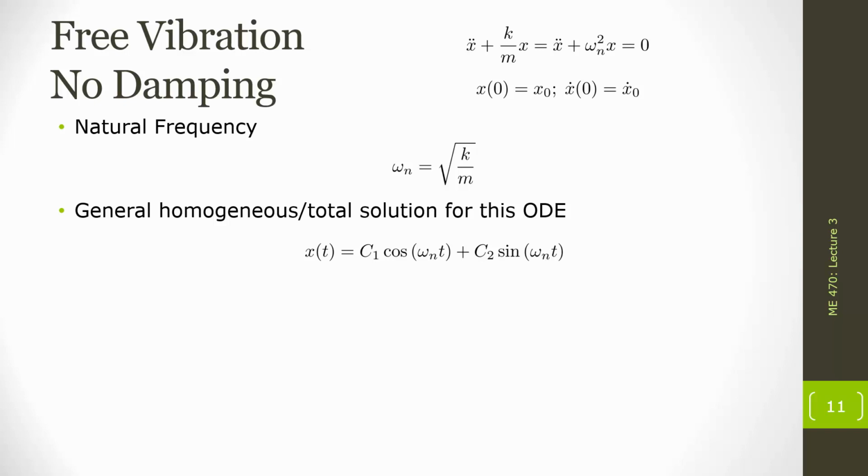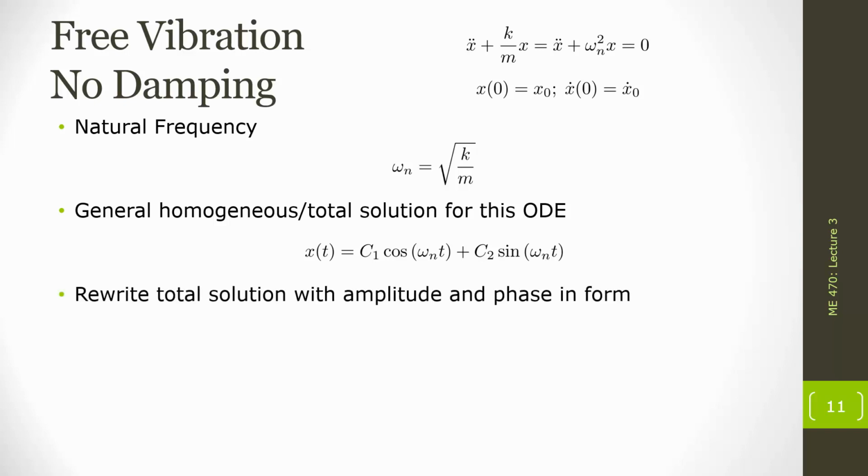Now, this is a mathematical solution to this problem. However, it's not going to be quite as intuitive as putting it into another form. So notice here I have a cosine omega nt and a sine omega nt, and then two unknown coefficients that I will find via the initial conditions. For the purposes of this class, I actually want to express my x of t in a different form. Instead of a cosine and a sine, I would rather express this in amplitude and phase form.